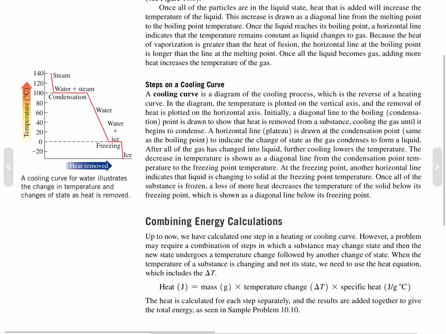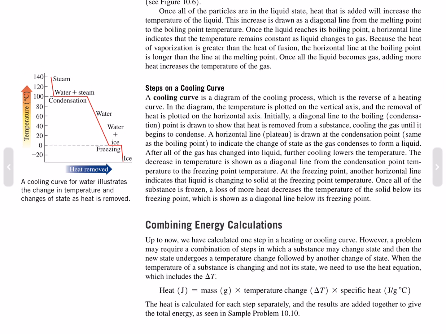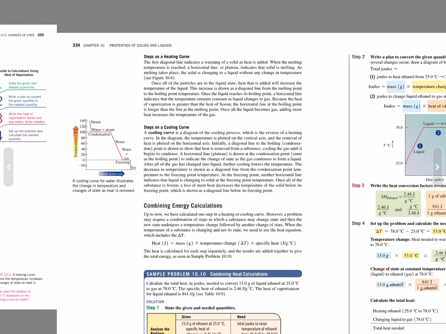Combining energy calculations. Up to now, we've calculated one step in a heating or cooling curve. However, a problem may require a combination of steps in which a substance may change state, and then the new state undergoes a temperature change followed by another change of state. When the temperature of a substance is changing and not in a change of state, we need to use the heat equation, which includes delta T. The heat in joules equals the mass in grams times the temperature change times the specific heat. The heat is calculated for each step separately, and the results are added together to give the total energy, as seen in sample problem 10.10.